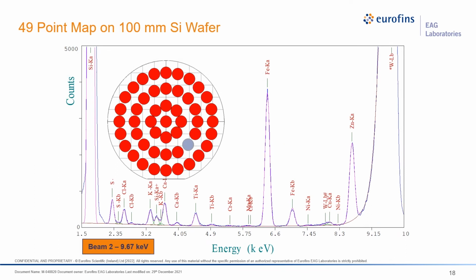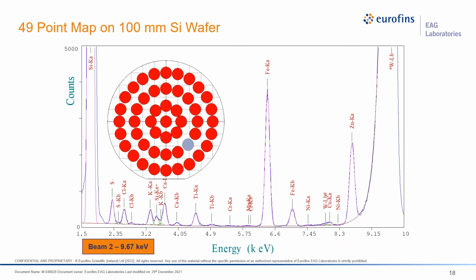So here I've shown that same 49-point map, the locations on the 100mm silicon wafer. I've just taken a spectra from this blue location here, which is at roughly minus 20 in X and Y. We can see plenty of contamination on here as well. We see sulfur, chlorine, potassium, calcium, titanium, iron, zinc, plenty of surface contamination.